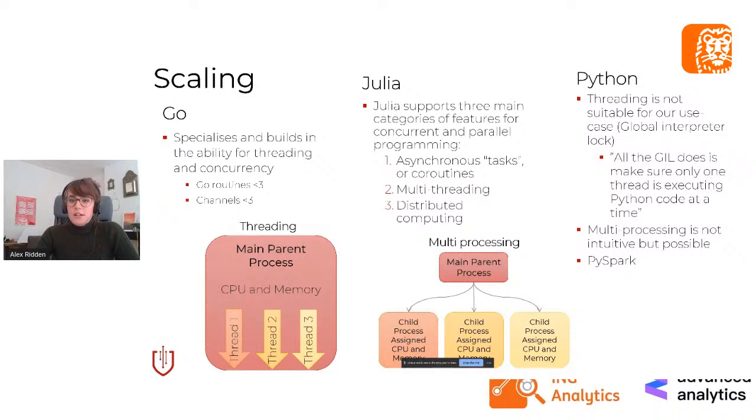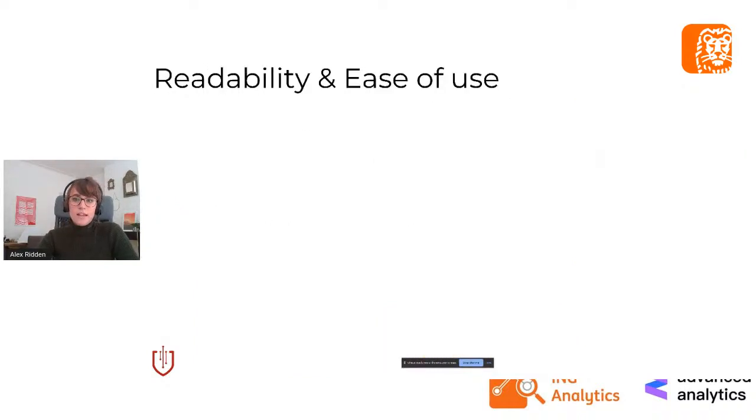The kind of shining light, or the little beacon, is that because Python is so widely used, it can make use of a lot of frameworks that might be run or written actually in other languages in the back end. PySpark is a great example of that. TensorFlow also. And so I think when I was looking at scaling, Go and Julia kind of take the biscuit with this one. Okay, readability and ease of use.